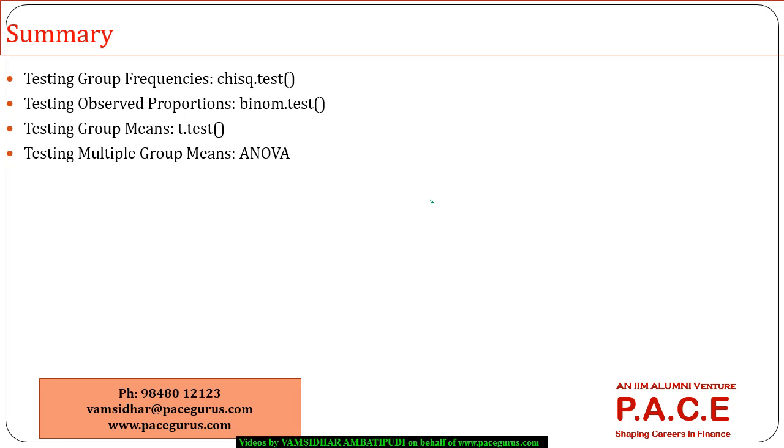So I wanted to test the group frequencies using a chi-square test, which we have done. We have done a binomial test to observe the proportions across the groups. We looked at group means by using a t-test, and we have used ANOVA to compare the means across the multiple groups.